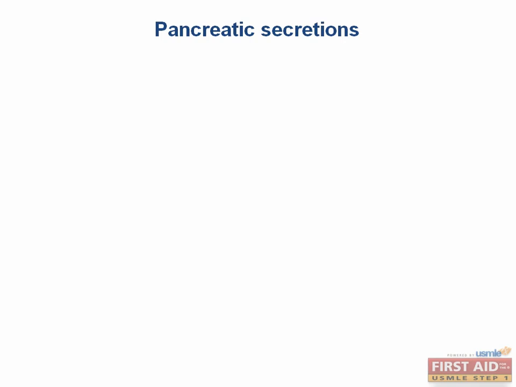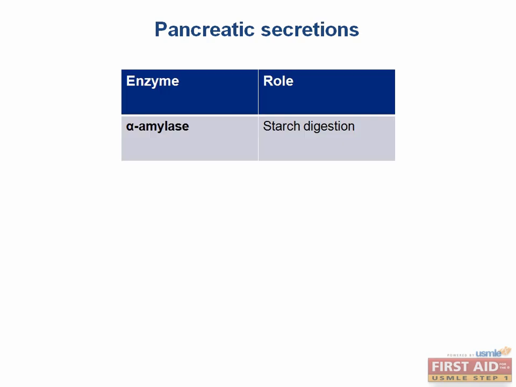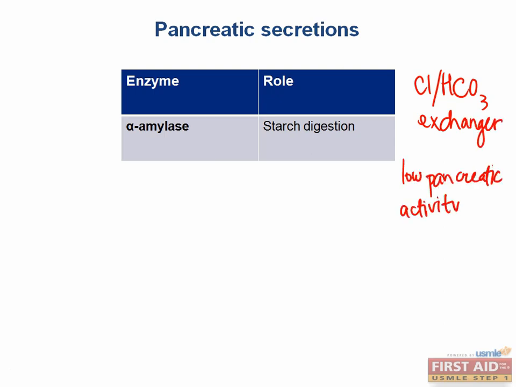Okay, let's next go over pancreatic secretions. To start off with, you'll want to keep in mind that pancreatic secretions are kept isotonic through the actions of the chloride bicarb exchanger on the acinar cells. During periods of low pancreatic secretion, the exchanger's activity is lower and the fluid is richer in chloride. While during periods of high secretion, the exchanger is more active and the fluid is richer in bicarb.